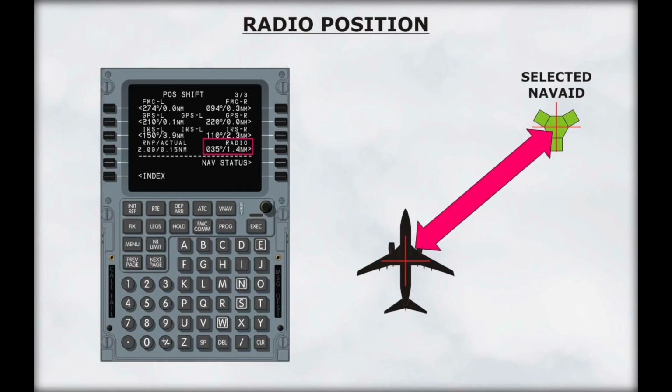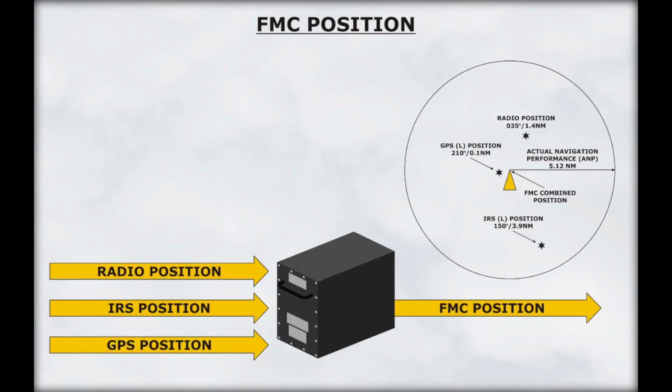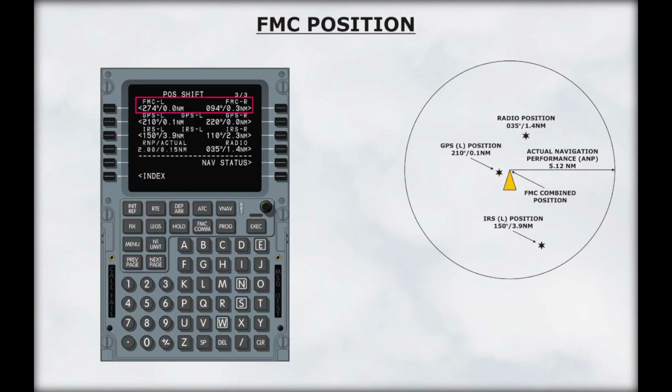The nav aids used for position computations can be tuned automatically by the FMC or manually by the crew. In either case, the FMC can use the information provided by the selected nav aid to compute the radio position. The computed radio position, the inertial position, and position information from the GPS are used to determine the aircraft's most probable position. This position is known as the FMC position. The FMC navigates based on this computed position. The FMC position is continuously updated and can be accessed by the crew using the CDU.